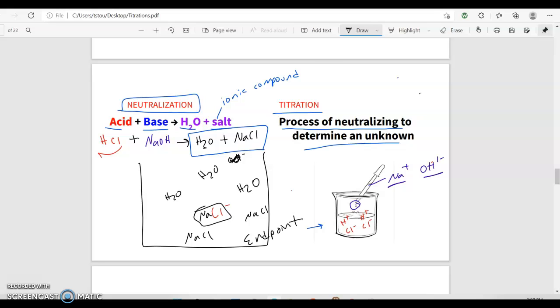If you pass the end point and you add more NaOH, then suddenly you'll have Na plus, OH minus, and that's a lot more basic. This now will be a pink solution. You have gone past the endpoint. It is now too basic.